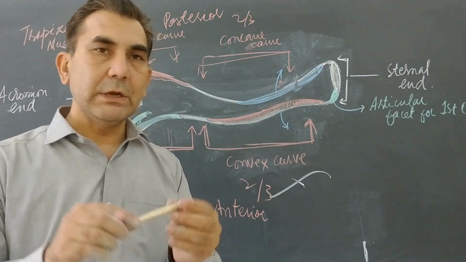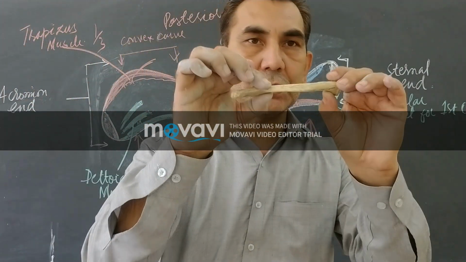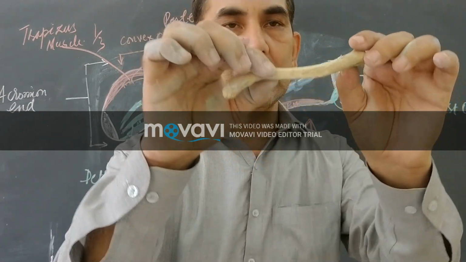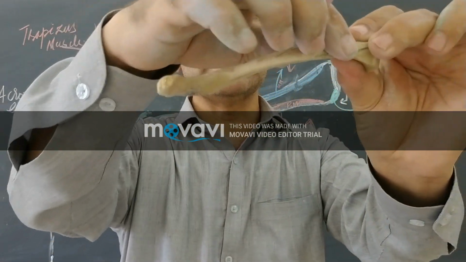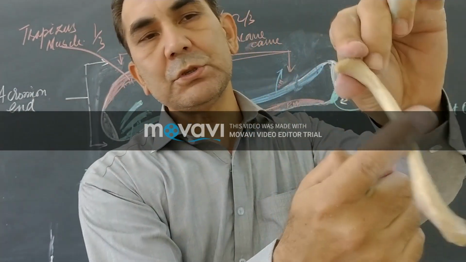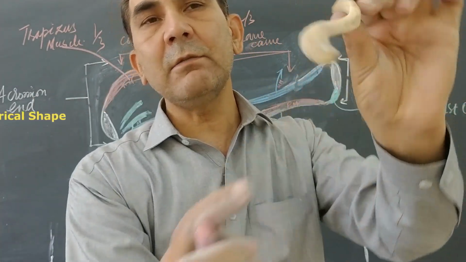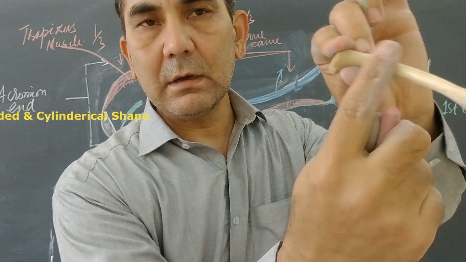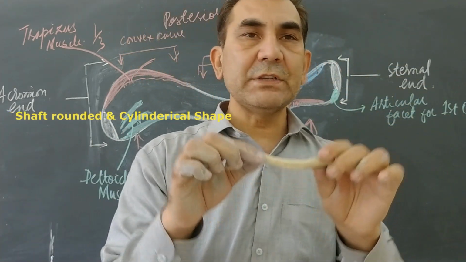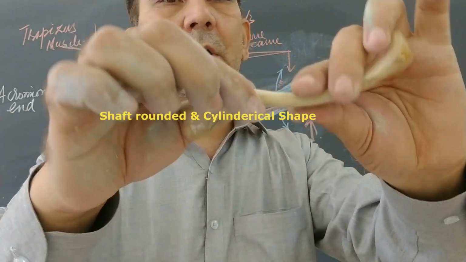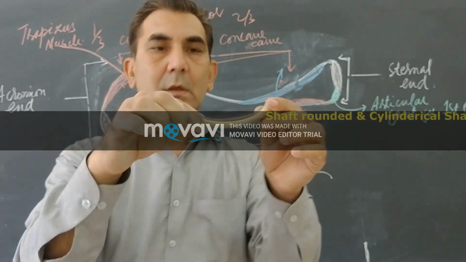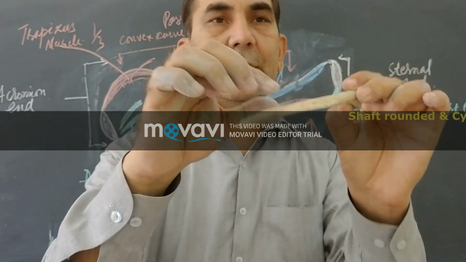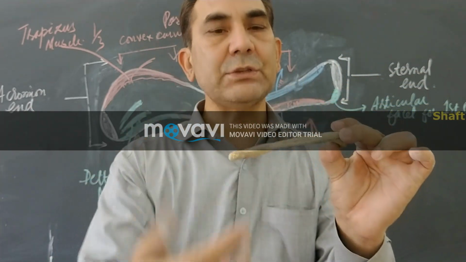If you come to the shaft, in the 2/3 portion of the shaft of the clavicle, you see from the anterior side it is convex in shape, and from the posterior side it is a concave curve. So it is mostly rounded and cylindrical in shape. The clavicle shaft in the 2/3 is rounded and cylindrical.